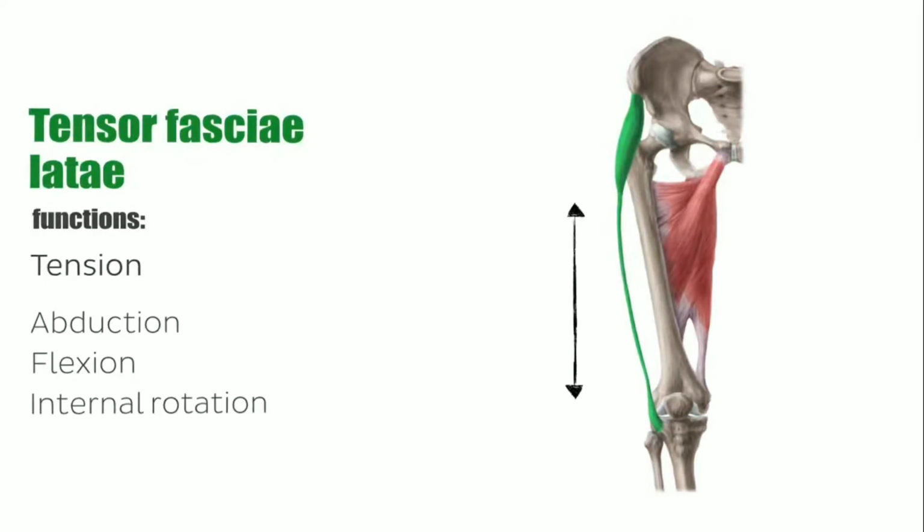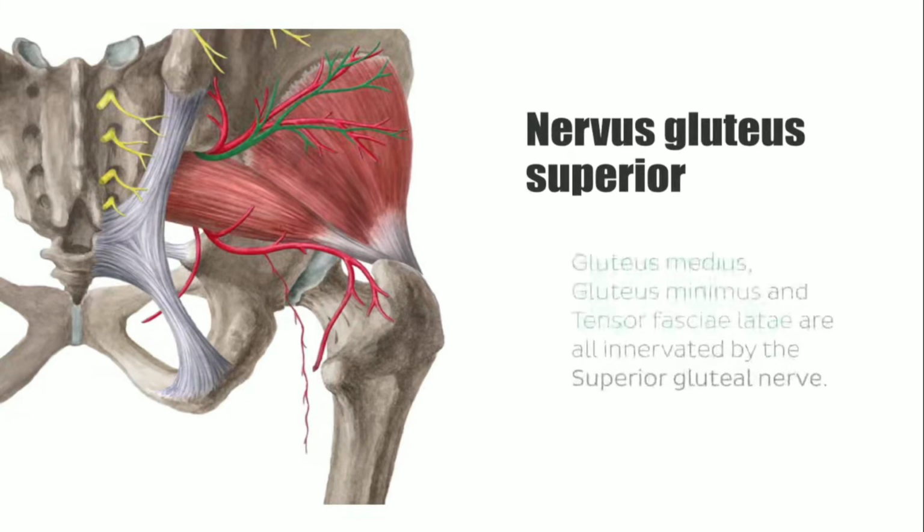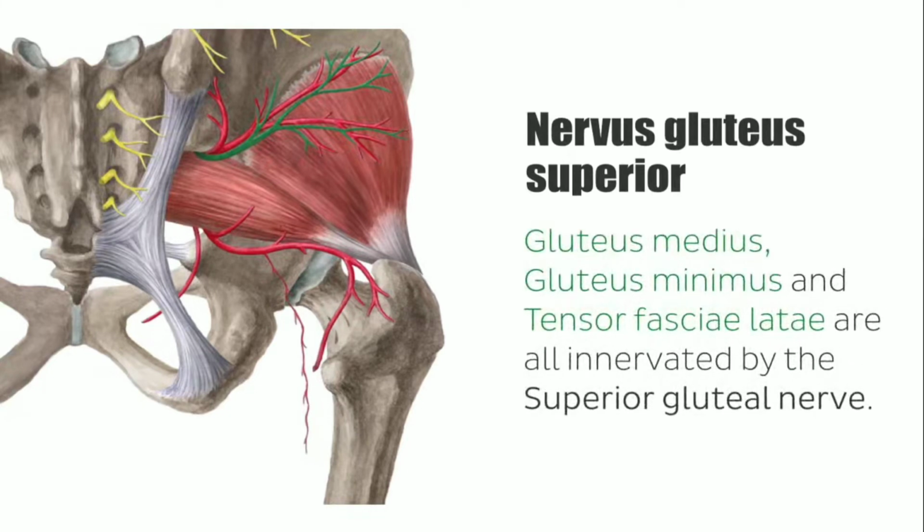Now, I covered three muscles, but I did not explain their innervation. Now you're seeing it highlighted in green. This nerve is responsible for the innervation of the three muscles that we just covered. So the gluteus medius, the gluteus minimus, as well as the tensor fasciae latae are all innervated by the superior gluteal nerve, which comes out of the sacral plexus.